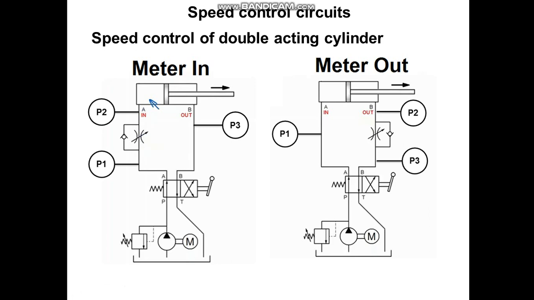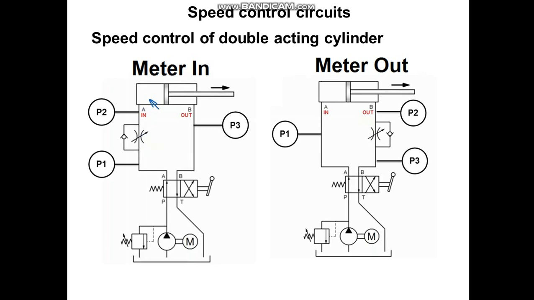So now let us study speed control of double acting cylinder, double acting hydraulic cylinders. Basically, speed control of a double acting hydraulic cylinder is achieved in two ways. First is meter in circuit and second is meter out circuit.